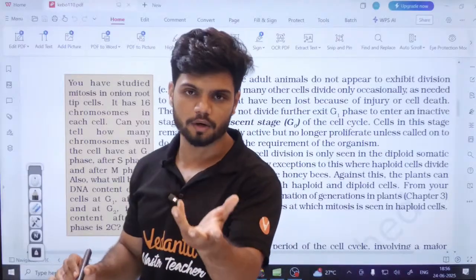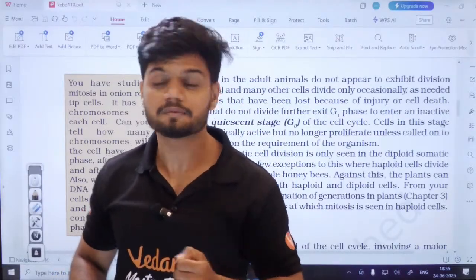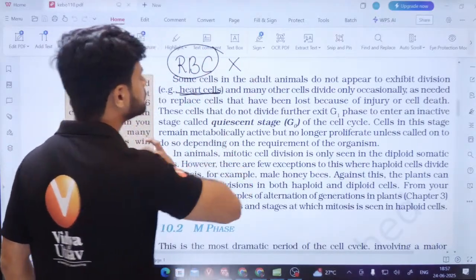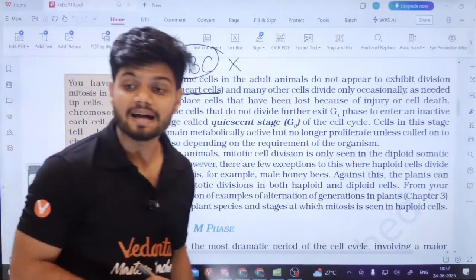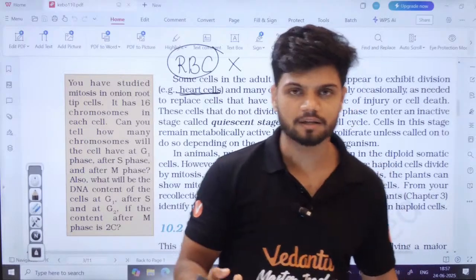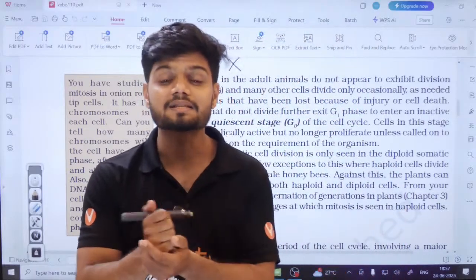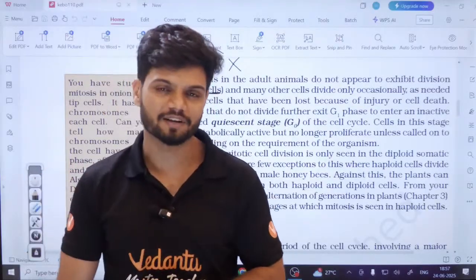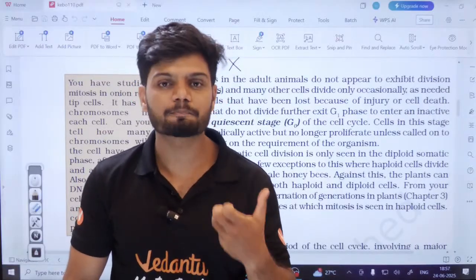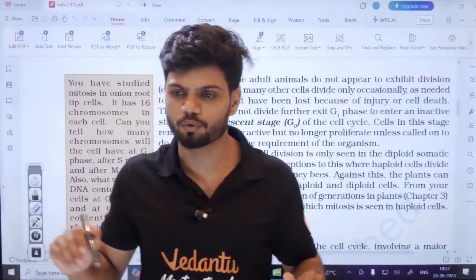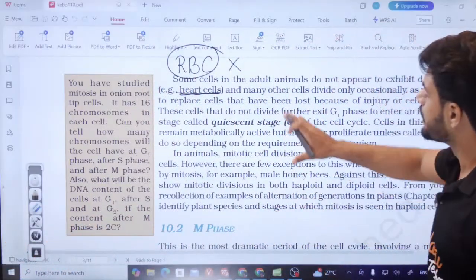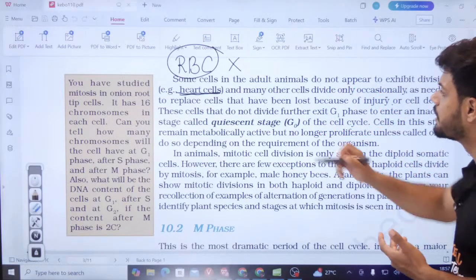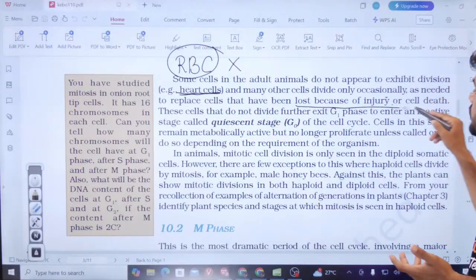One more cell example is your RBC, red blood cells. RBC cells also do not divide at all. The birth is happening, and it has its own graveyard. Once the life cycle of RBC is over, it will go and die in the spleen, which is called the graveyard. They don't divide further. So heart cell and many other cells divide only occasionally, as needed to replace cells that have been lost because of injury or death.